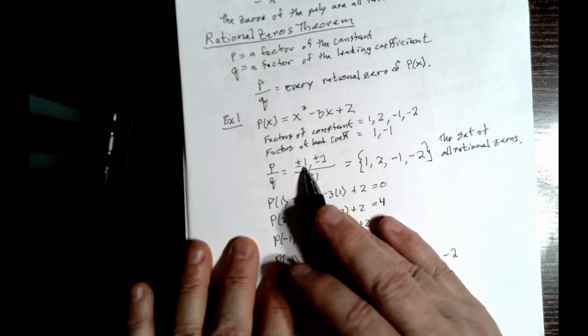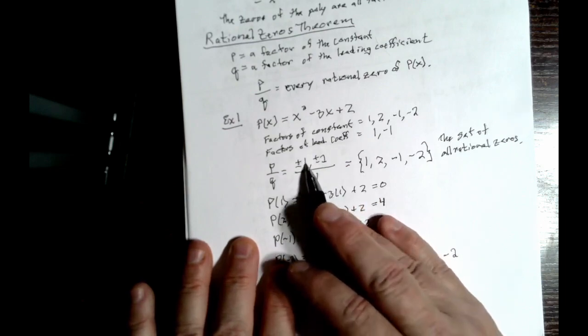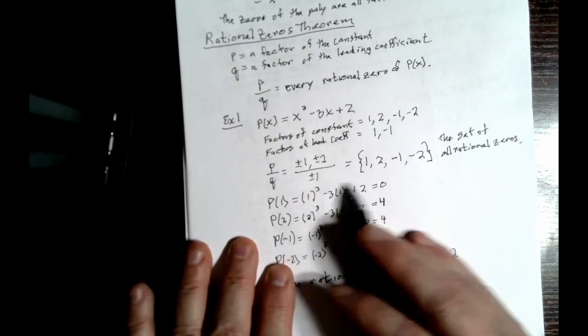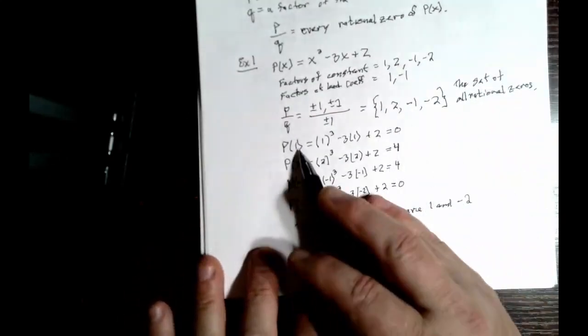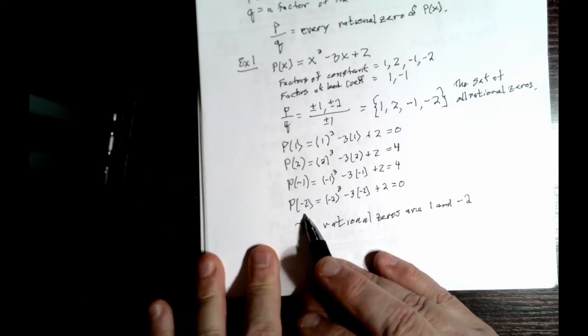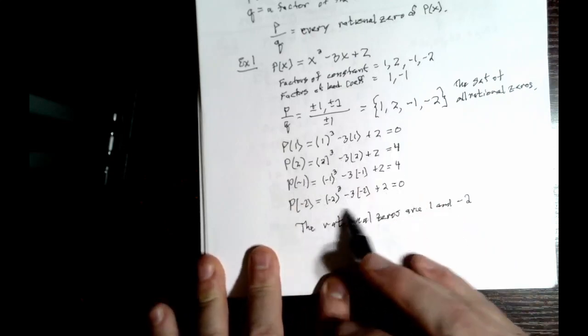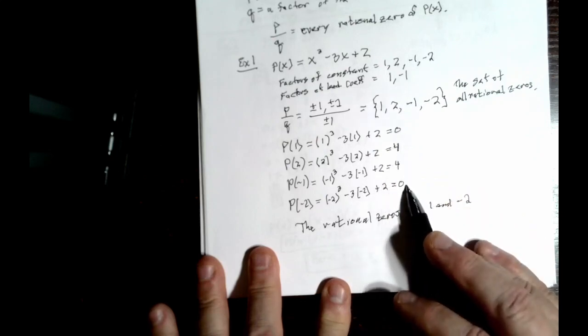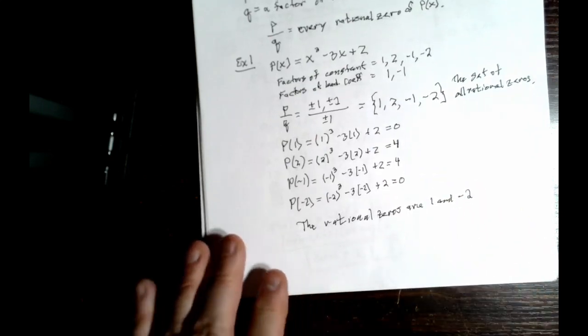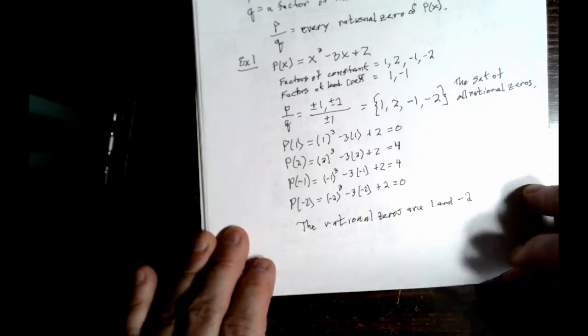And how many possible answers do you have? Well, you have positive 1, negative 1, positive 2, negative 2. Those are your four possible rational zeros. And so they literally try every single one. You don't want to do this, but they're trying to show you that some of these work and some of them don't. 1 is a 0 and minus 2 is a 0. And so your two rational zeros are 1 and negative 2.